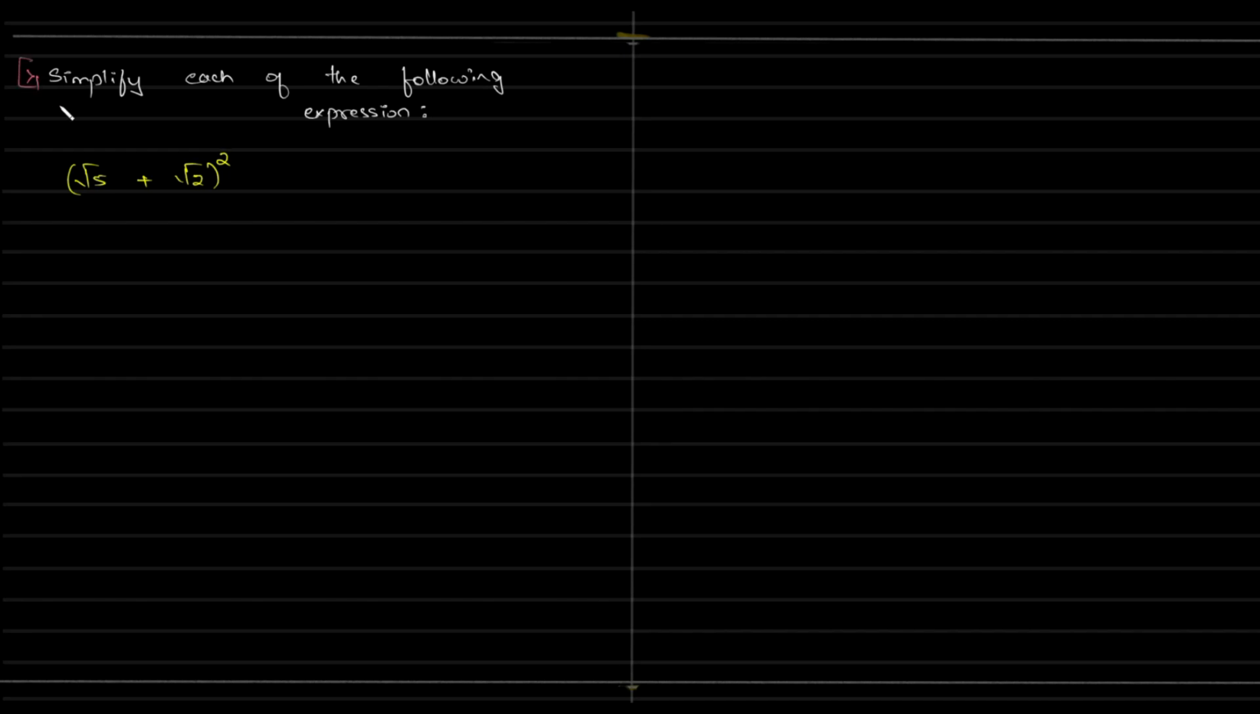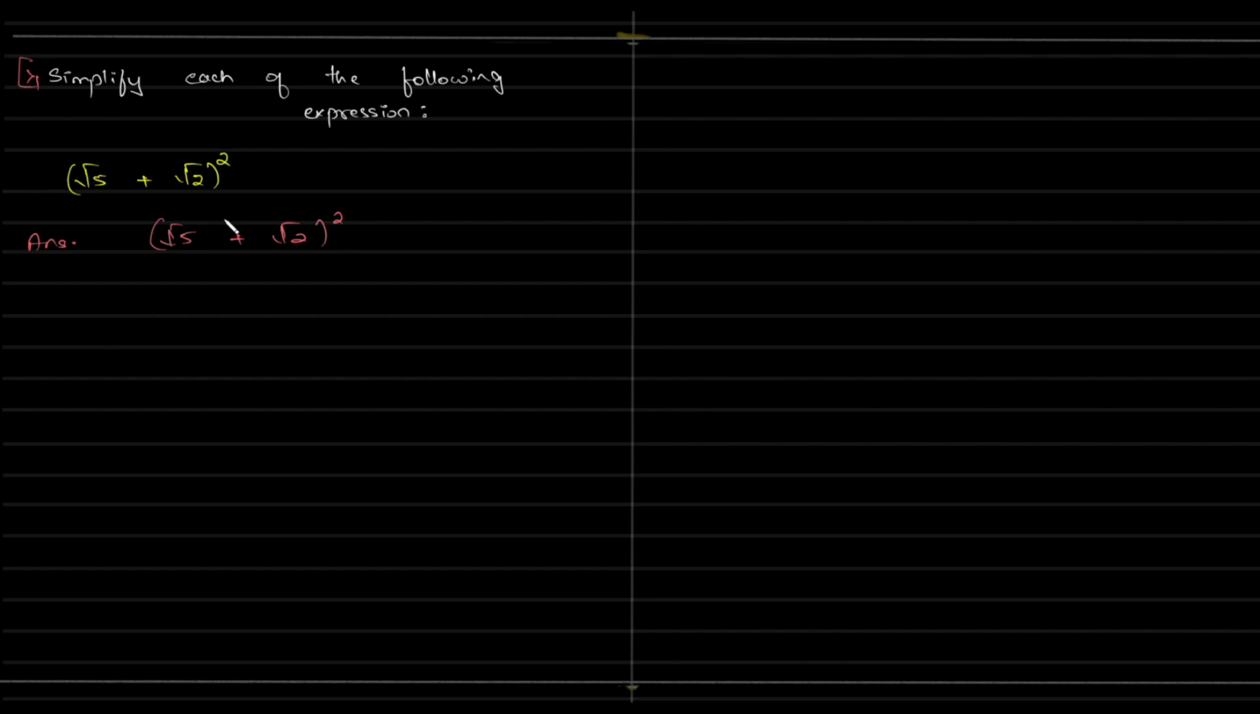Simplify each of the following expressions. Root 2 plus root 5, the whole square. Right, root 5 plus root 2, the whole square. So the first question is root 5 plus root 2, the whole square. A few of the students tend to add this up and then square it. It is wrong. Why is that?